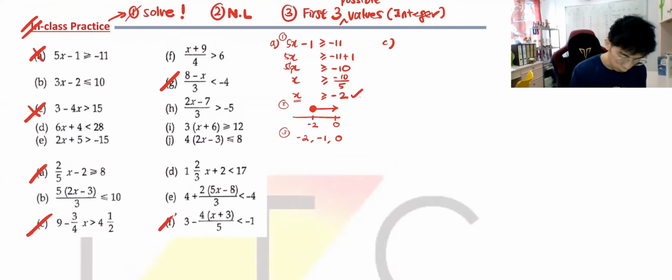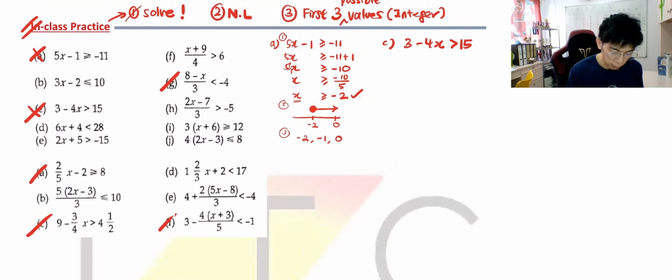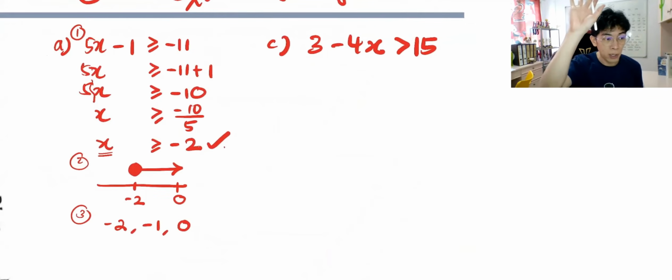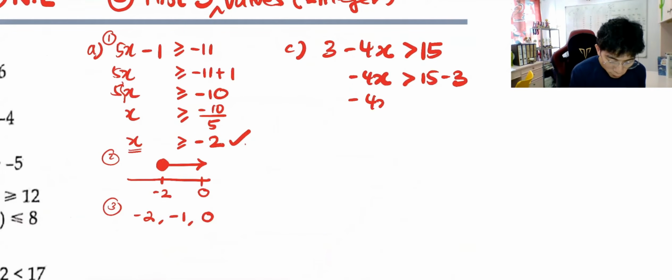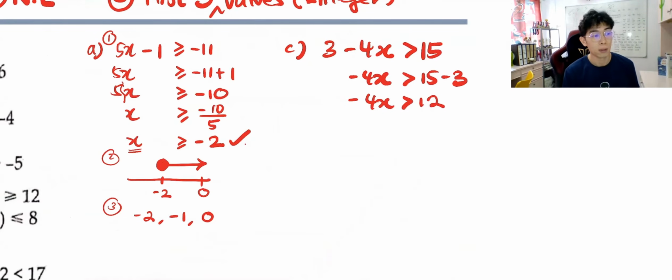Question C. 3 minus 4x greater than 15. So I make it bigger. Now, be careful. So minus 4x greater than 15 minus 3, which is 12. Right. Next, then this one times involving what? Involving negative.